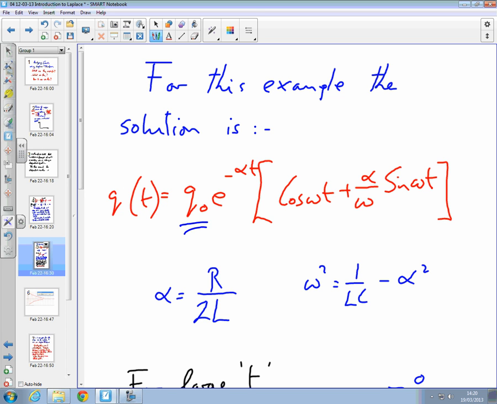what's this bit? What does the Q0 mean, do you think? Sorry? Not the fundamental, but yeah, the initial charge at time 0, yeah, the initial charge. The instant I turn it on, what's the initial charge? Okay.